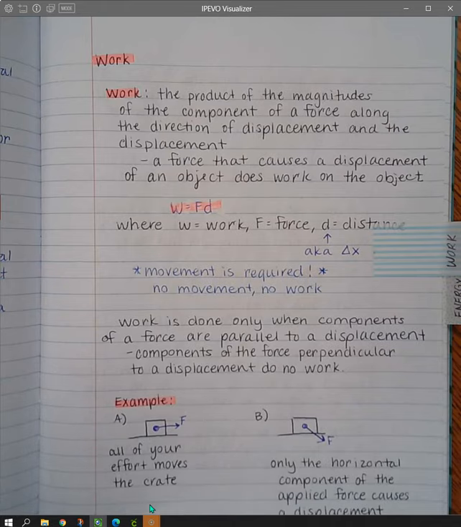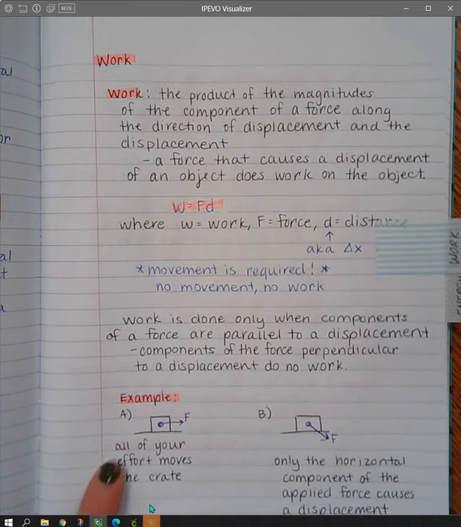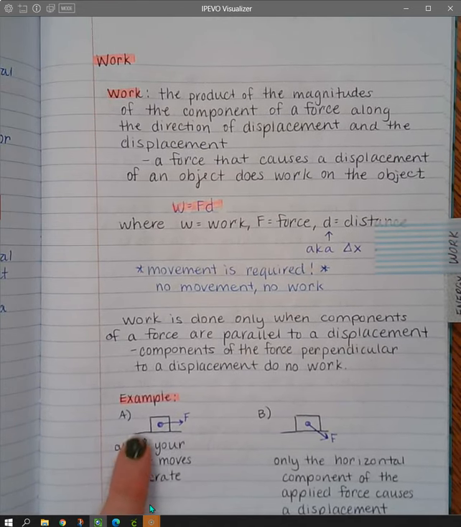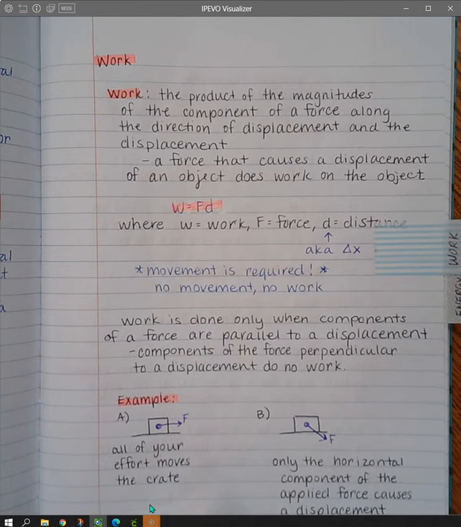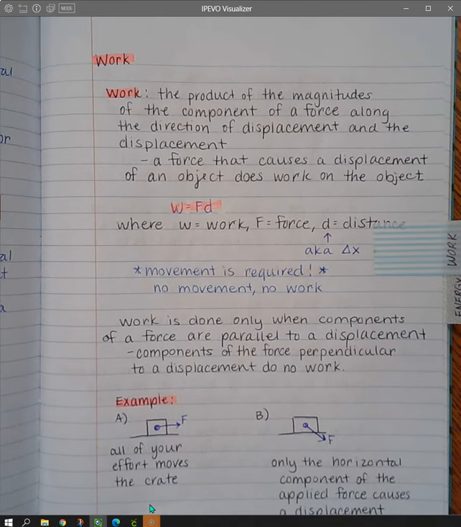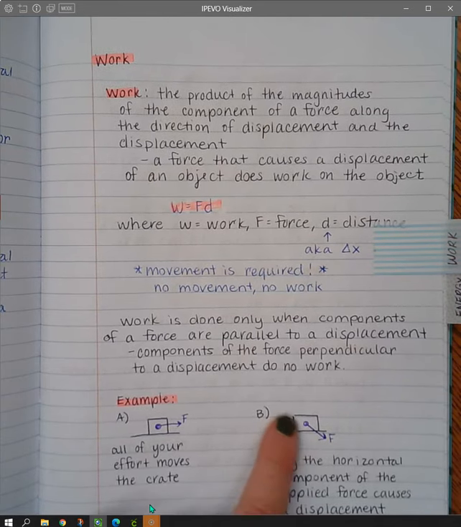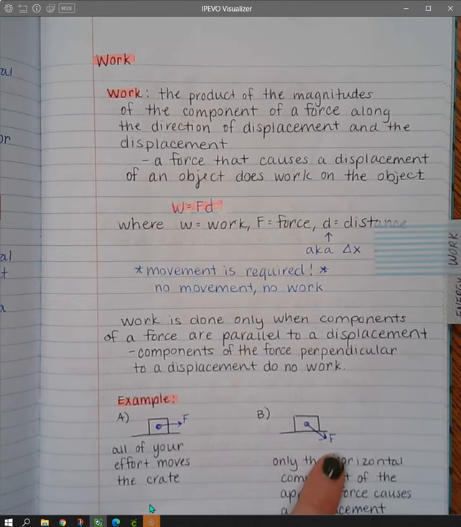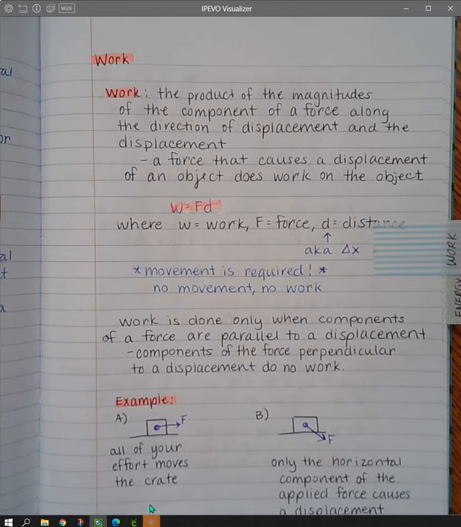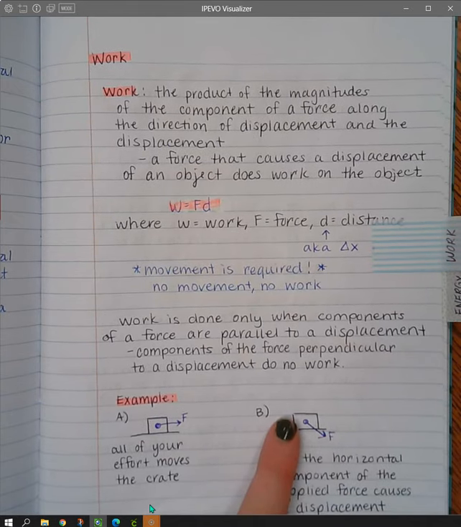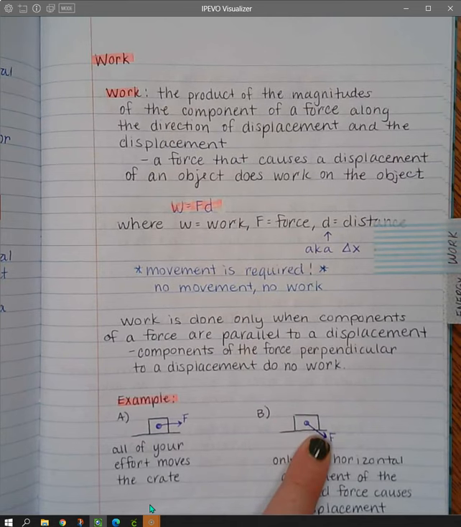And that's basically the big takeaway from the beginning of work examples. When we have all of our forces acting parallel to the surface, all of your work or all of your effort is going to move that object. But in this example, if you were to push just on that top corner, you're actually pushing the crate into the floor, and only the horizontal component of that applied force is going to move this box. You're actually working against yourself by pushing it this direction.